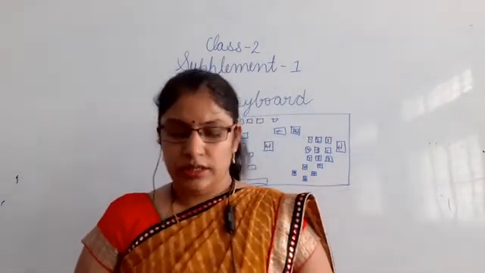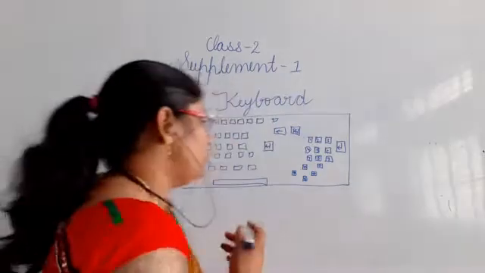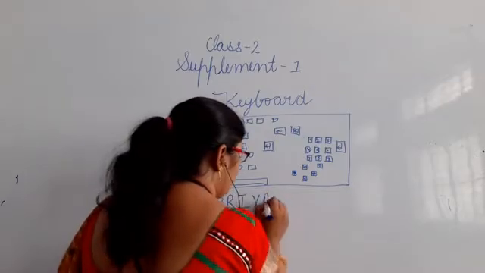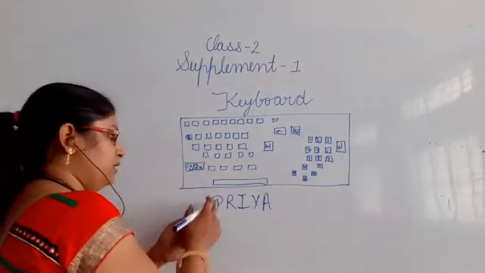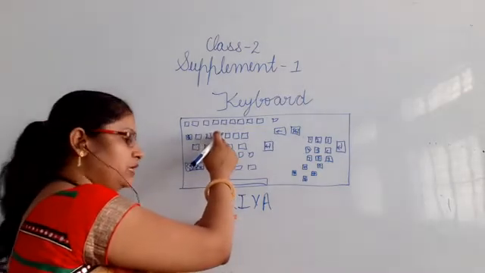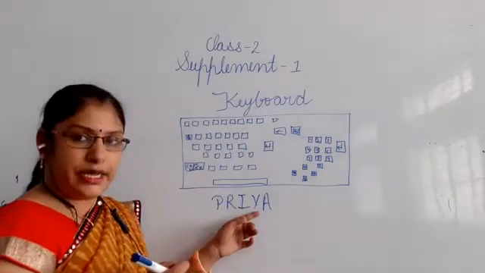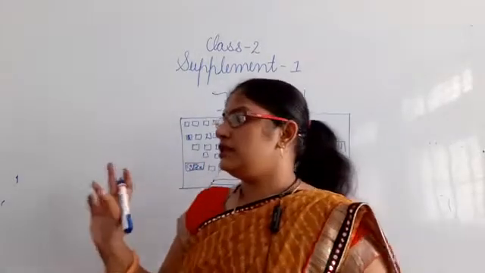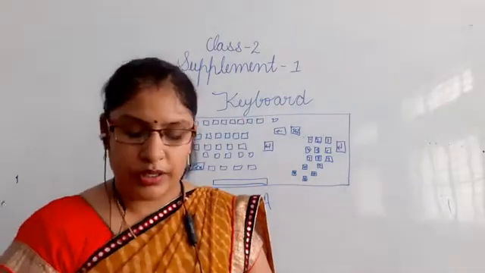Now if you want to type my name on the monitor, how will I type? First I will press the P alphabet key, then the R alphabet key, then the I alphabet key, then the Y alphabet key, then the A alphabet key. If I press these keys, this name will be typed on the monitor.